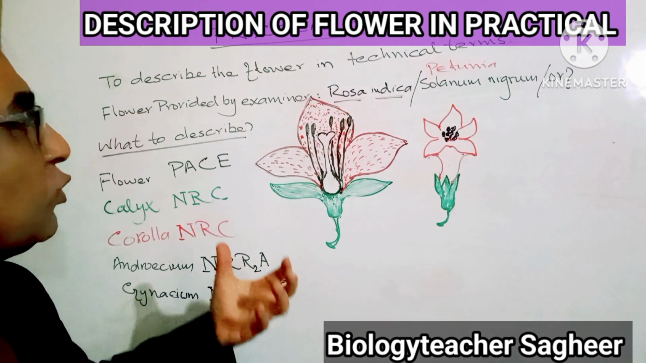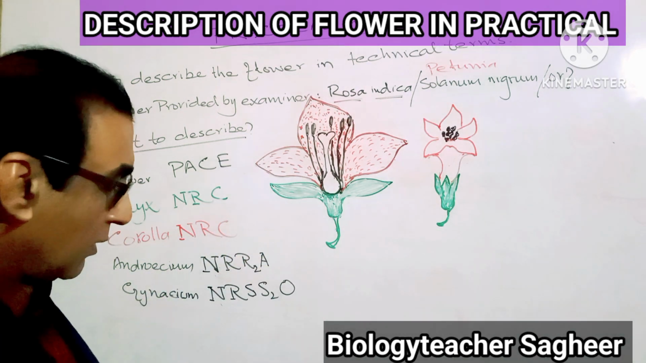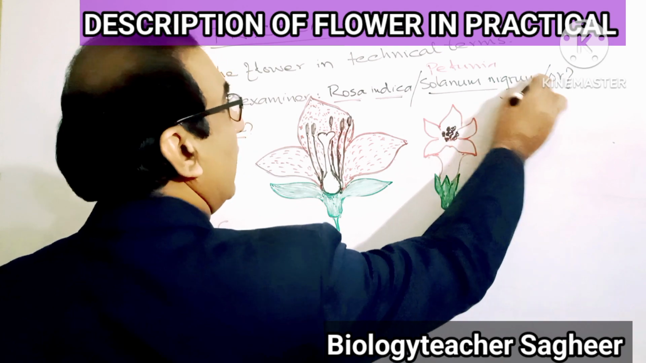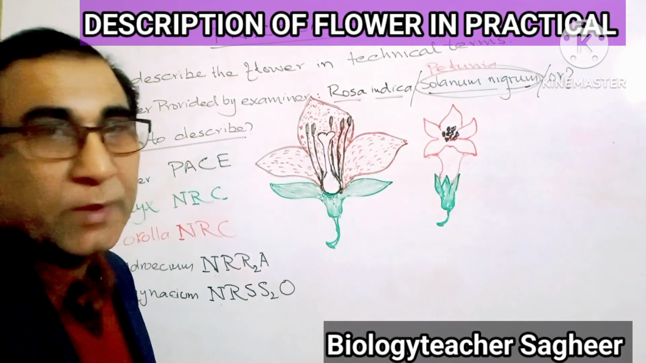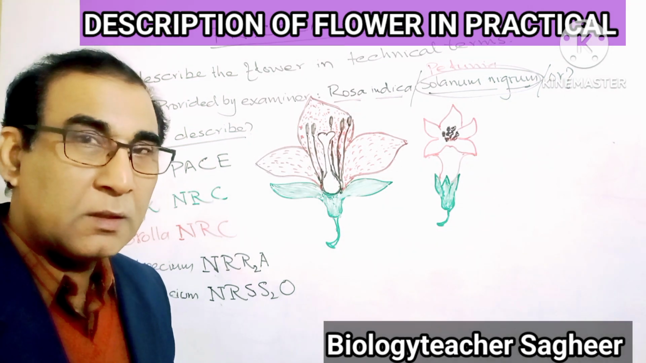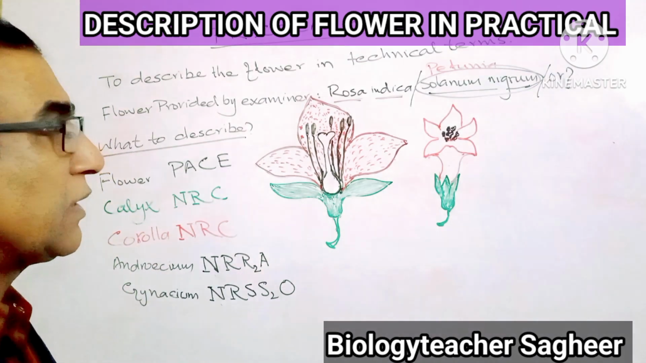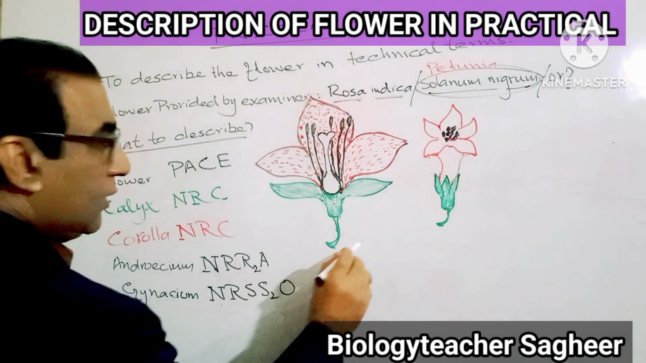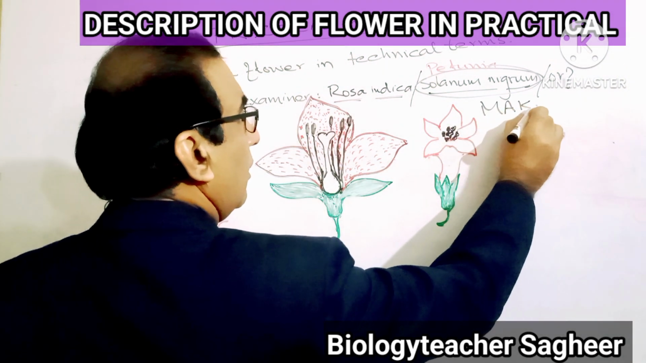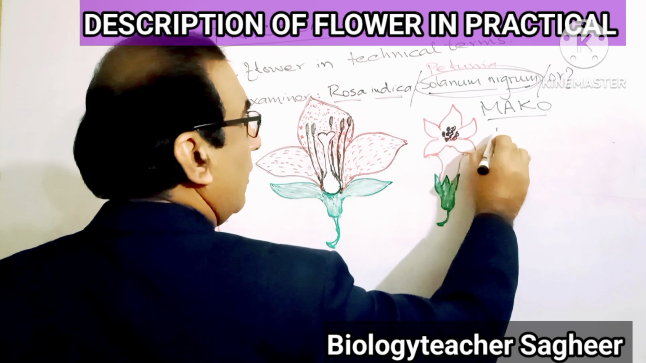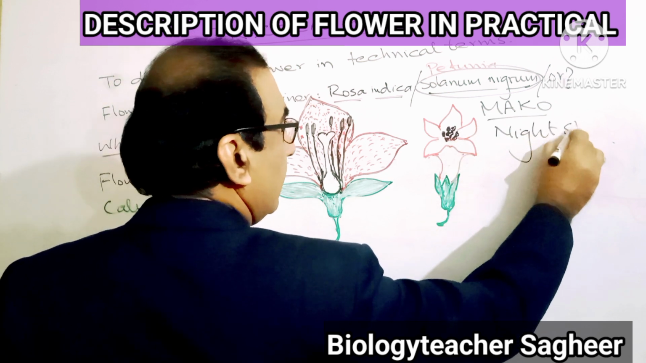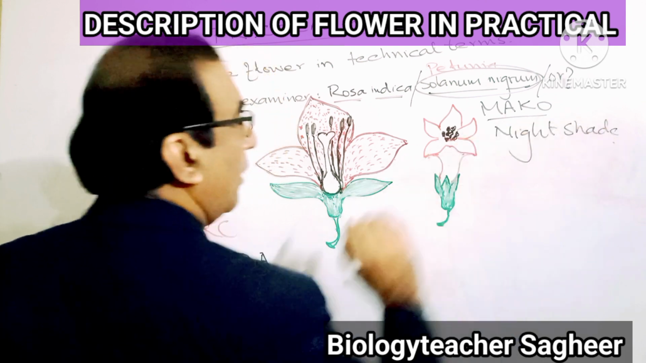Suppose you are provided the Solanum nigrum. This flower you have been provided with is Solanum nigrum. It is also known as Mako. It is also known as nightshade.